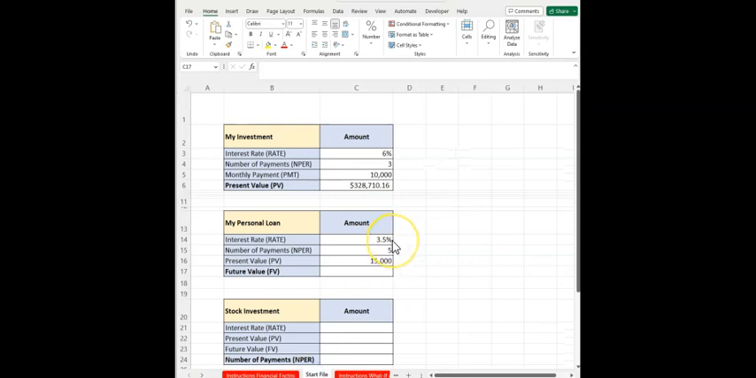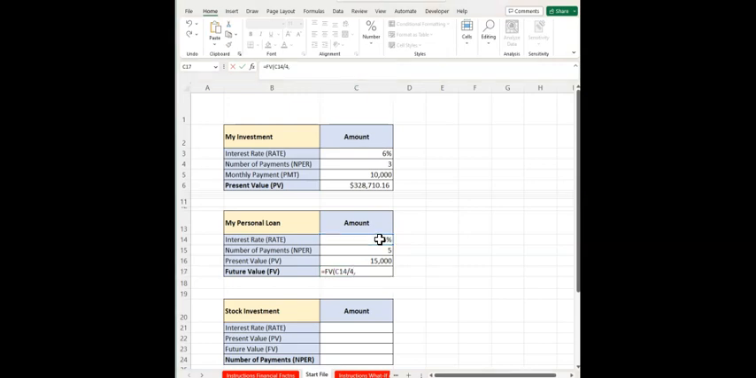The interest rate is 3.5%. The number of payments is 5. The present value is 15,000. And now let's begin with our future value formula. Equals FV. And now as for the rate, this is going to be divided by 4 as it is compounded quarterly. So it's going to be cell C14 divided by 4.